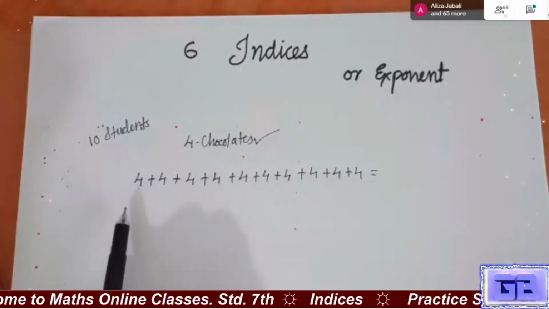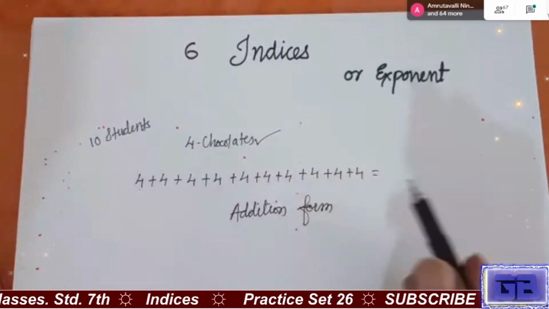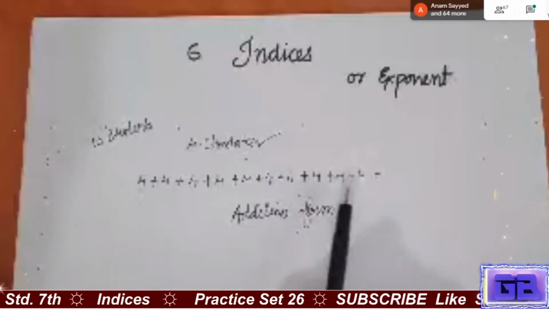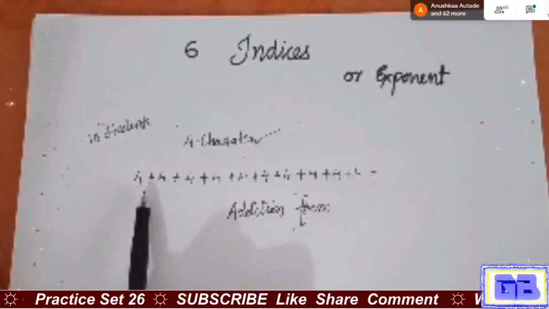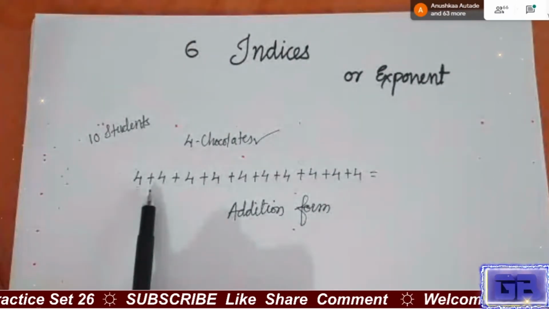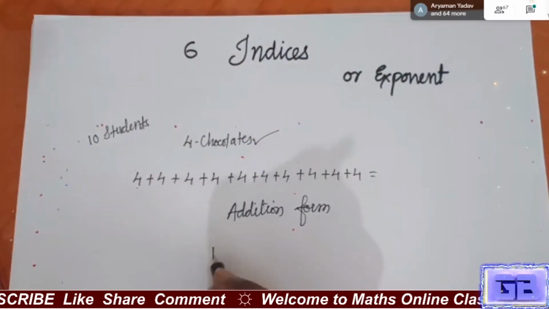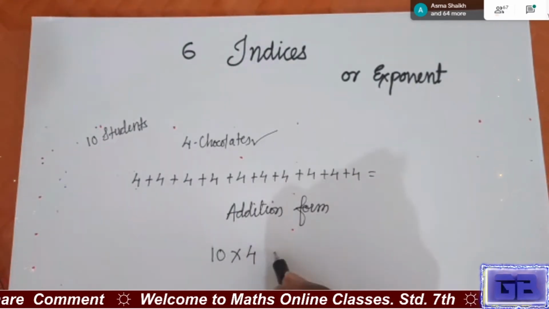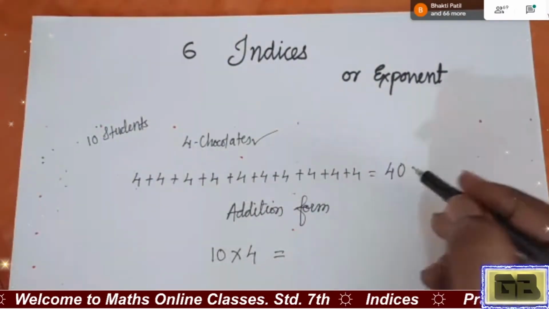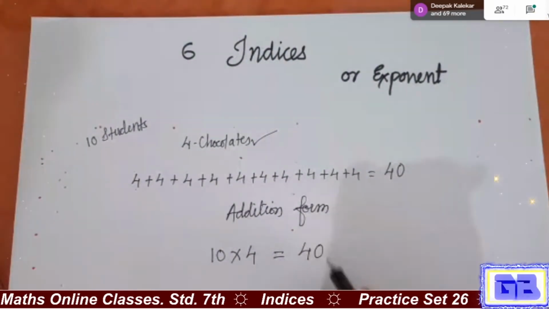So if we have to write in addition form, we write like this. But this quantity is very big. Therefore, instead of adding here, we write it in the multiplication form. Therefore, we write 10 students and 4 chocolates. If you add, how much answer will you get? 40 chocolates, and 10 into 4, here also you get 40 chocolates.